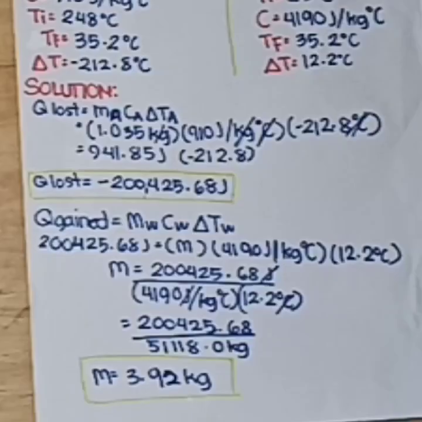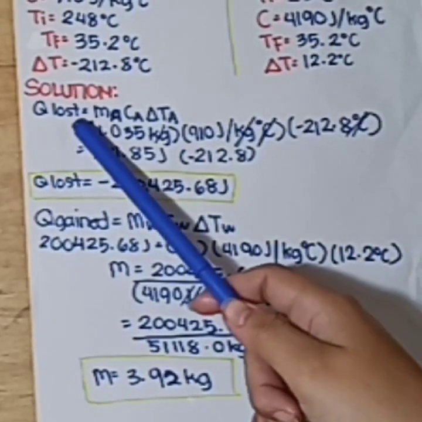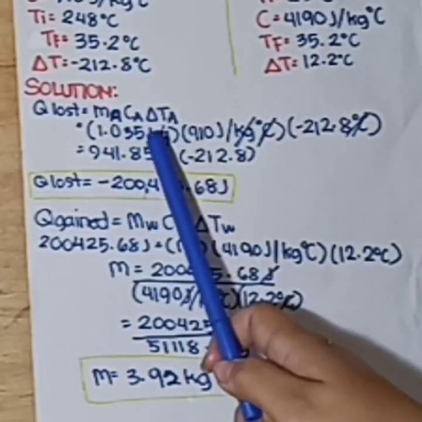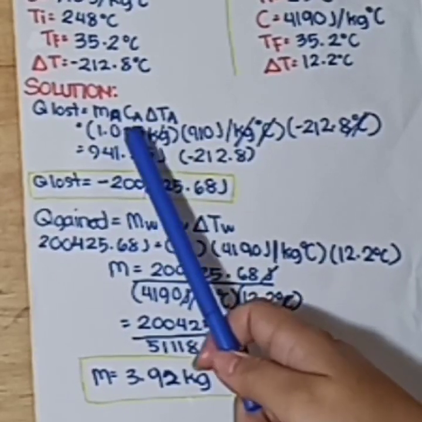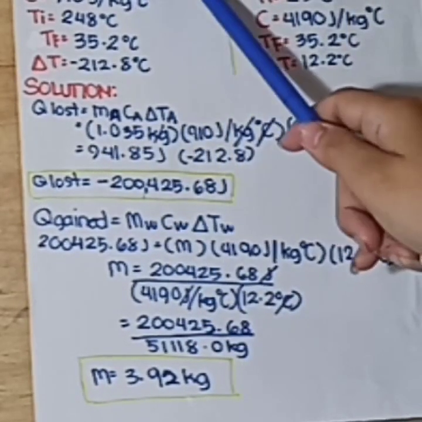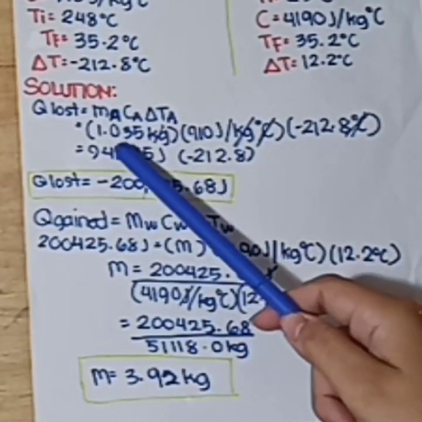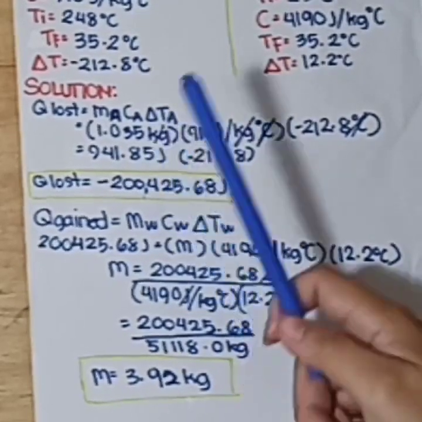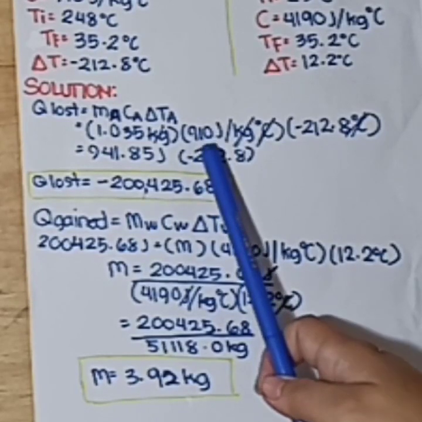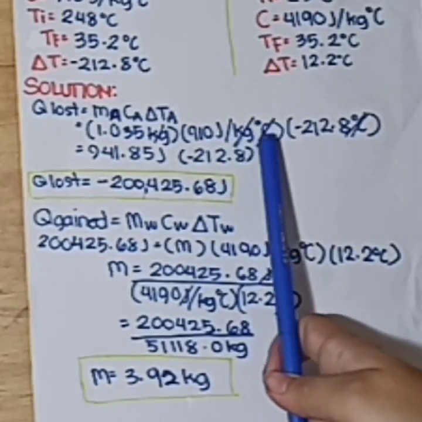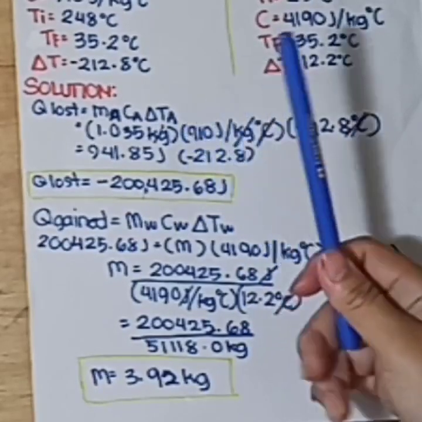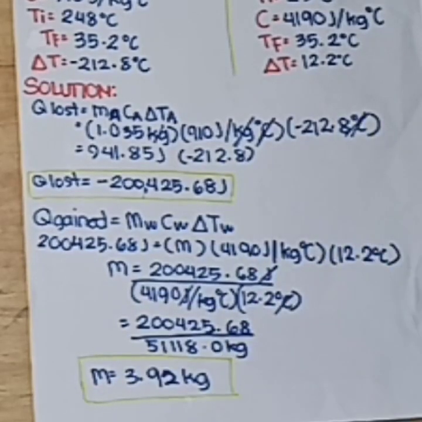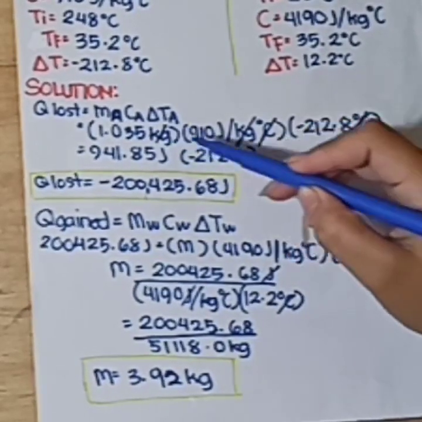So now let's proceed to the solution. So we have here the formula of Q loss is equal to mass times specific heat times the change in temperature. And we put letter A here for the aluminum. So next, we're going to put the given. So the mass is 1.035 kilograms. And the specific heat is 910 joules per kilogram degree Celsius. And the change of temperature is negative 212.8 degrees Celsius.